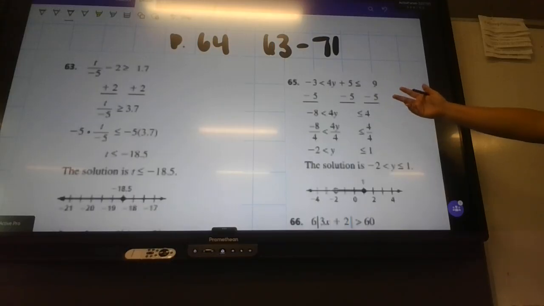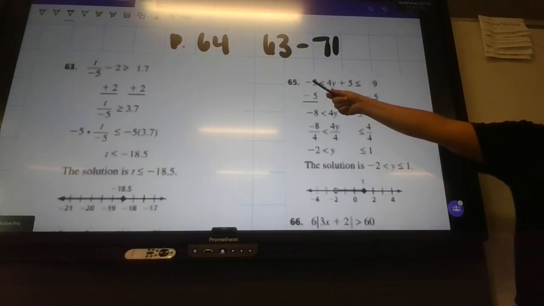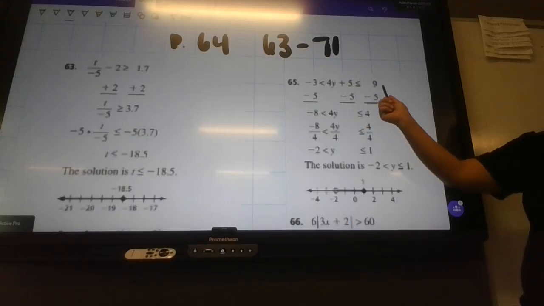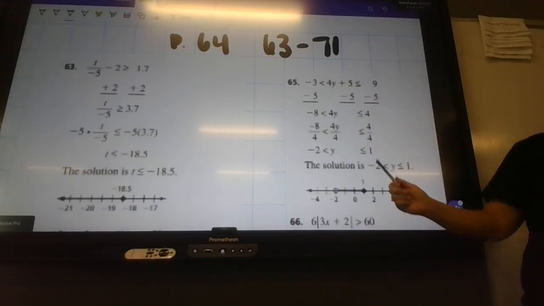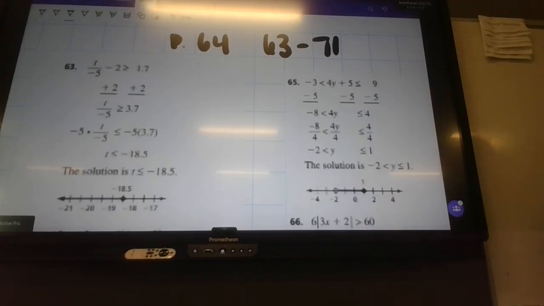And then this one, 65, I had students saying they don't remember how to do this. This was something you did in Algebra 1 briefly. When you subtract the 5, you're doing it all the way to the left of the symbol, in the middle to cancel, and then all the way to the right. And you divide by 4 on both sides, and y is everything between negative 2 and 1.